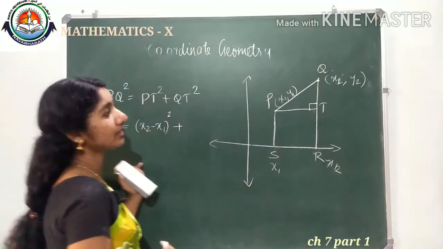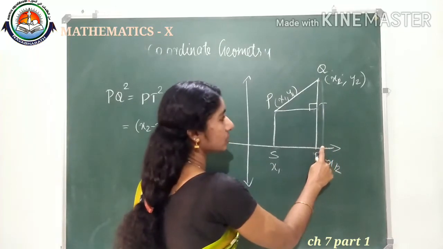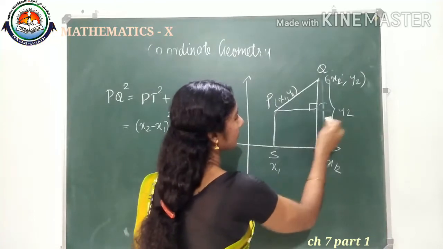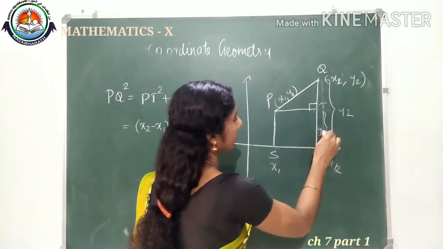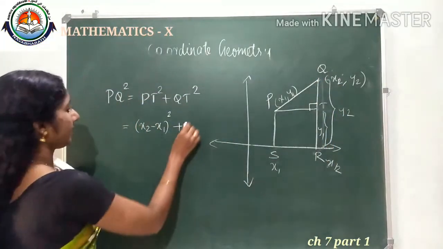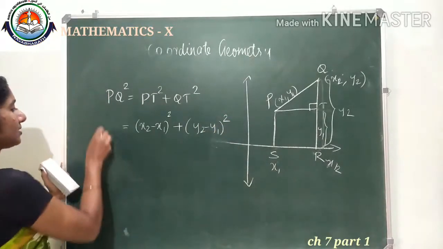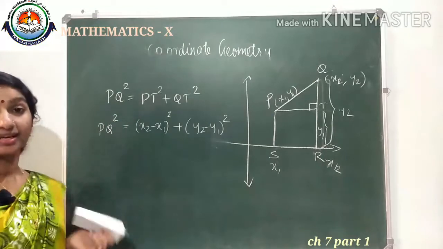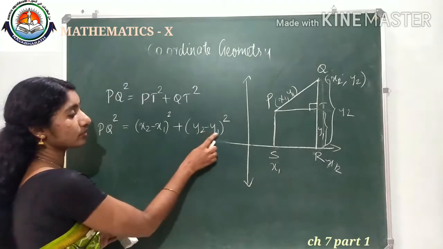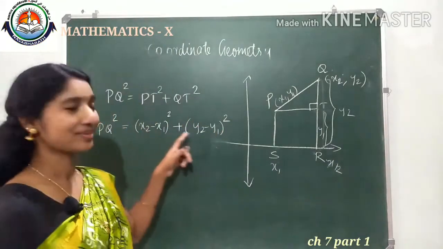Plus, in the same way think about QT. QT means total height, which is y2, minus this much height. This total height is y2 and this small height is y1. So y2 minus y1 is QT, and we can write it as y2 minus y1 whole square. So to get the length of PQ square, we do x2 minus x1 whole square plus y2 minus y1 whole square.